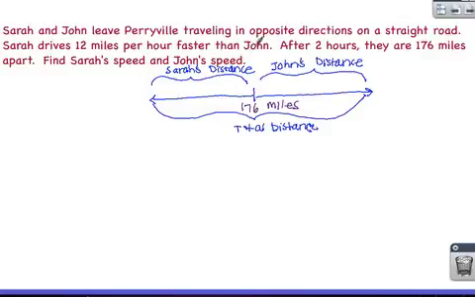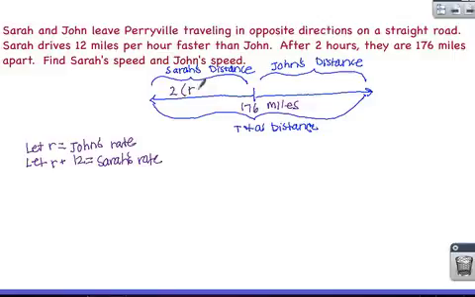So we start by defining John's rate as r. Let r equal John's rate, because once we define r as John's rate, we know that Sarah drives 12 miles per hour faster, so let r plus 12 equal Sarah's rate. Now we know that Sarah's distance is her rate times time. Her time is 2 hours, and her rate is the quantity r plus 12. John's distance is his rate times time. He travels for 2 hours at a rate of r.